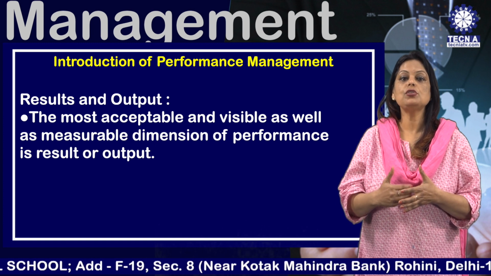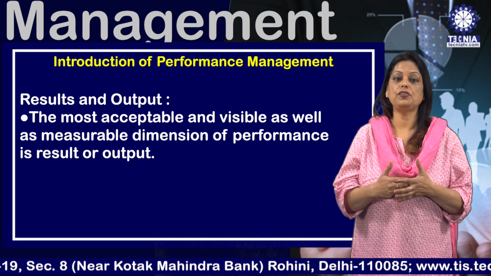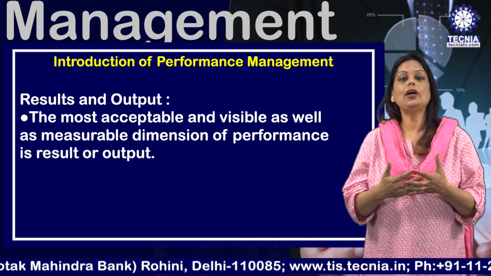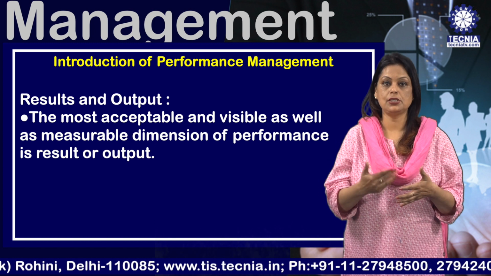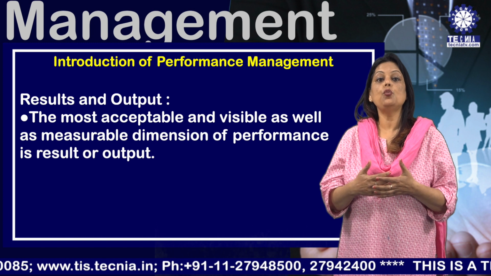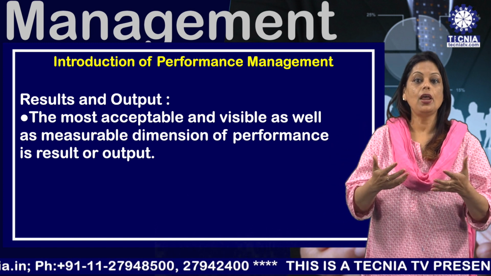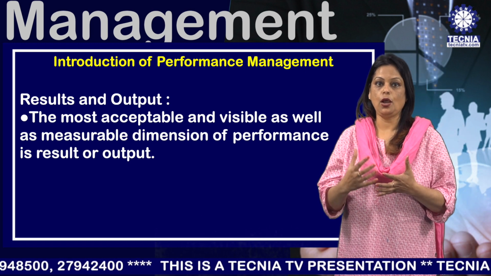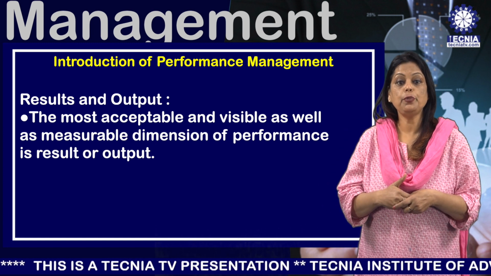Result talks about the most acceptable, visible as well as measurable dimension of the performance, which is the result of the output. Result, that is, you are getting a 95% score in your exam. This is the result. This is the output. How your performance has been measured. You are earning around 1 lakh rupees as a salary on a monthly basis. This is your result. This is your output. So this is called the result and the output, which is a very important and the first most essential component of the performance.